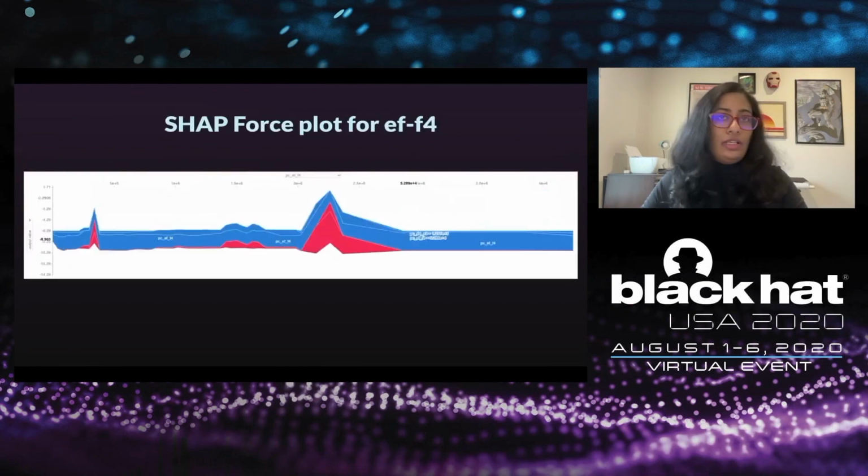Here, you can see the same force plot for each feature being filtered out. Here's the force plot filtered just showing EFF4. Clearly, the blue dominates, showing its negative impact, negative effect on the outcome variable.